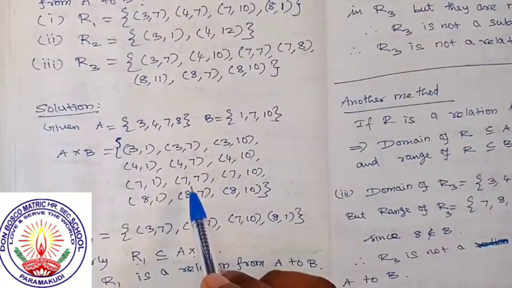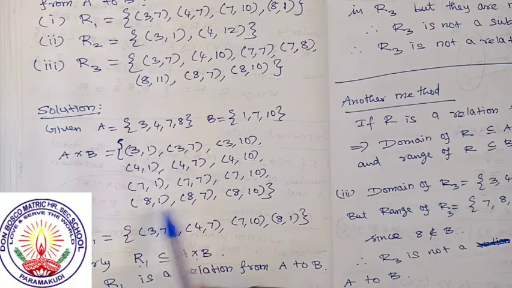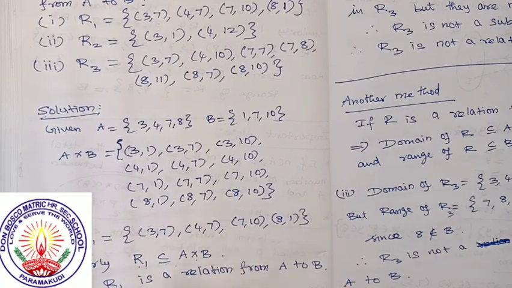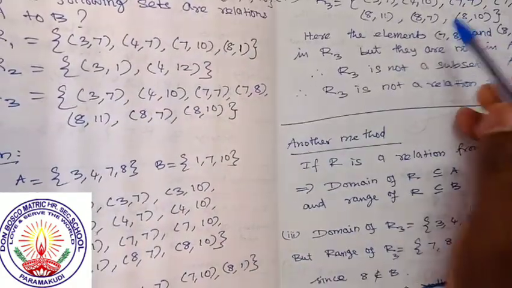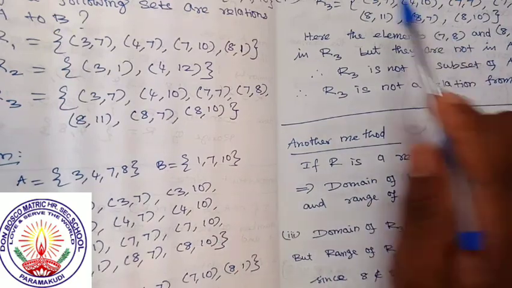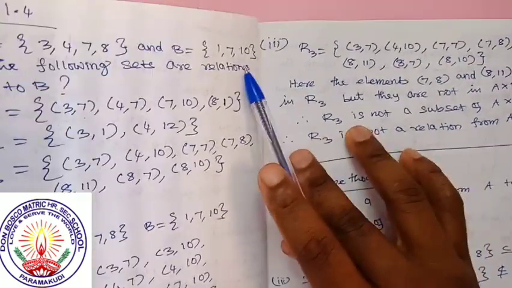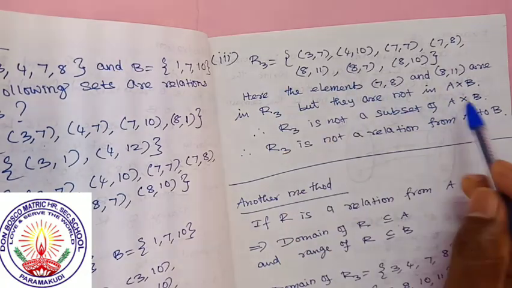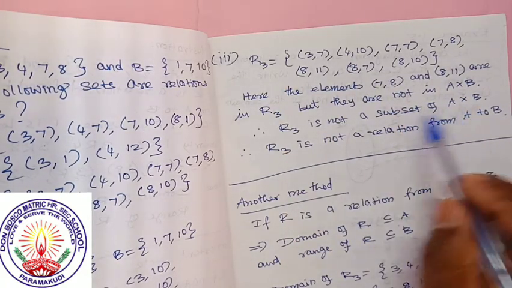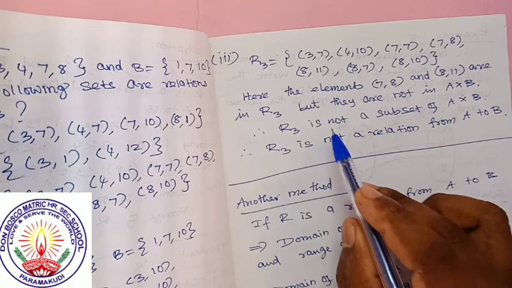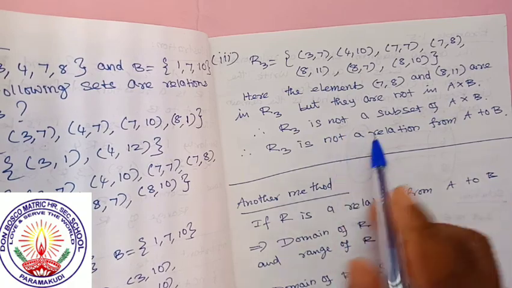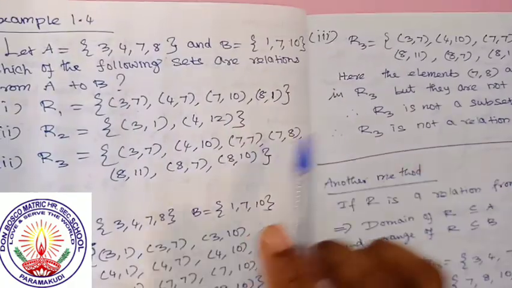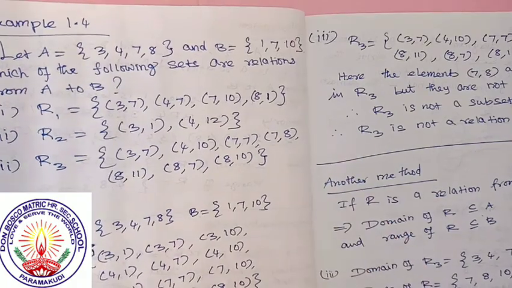Look, there is no (7, 8) and there is no (8, 11). Therefore, they are not in the Cartesian product, which means R3 is not a subset of A cross B. If it is not a subset of A cross B, it is not a relation. So hence R1 is a relation, R2 and R3 are not relations.